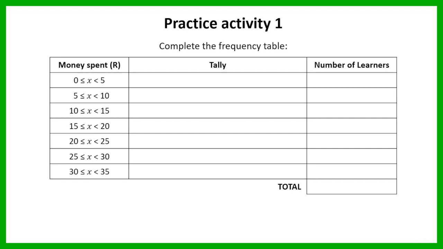Okay, so let's quickly go through what that should look like. This is what your tally chart or your frequency table should look like. You should find that there were 12 learners in the 0 to 5 bracket. There are 10 learners in the 5 to 10 interval, 8 in the 10 to 15 interval, 4 in the 15 to 20 interval.